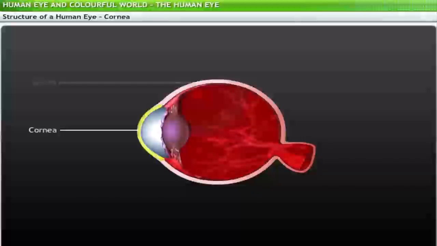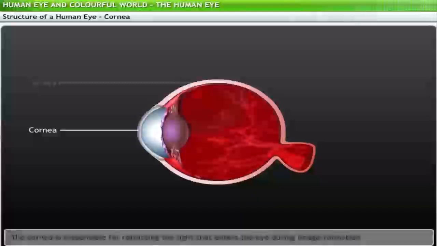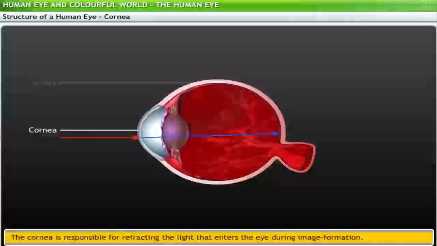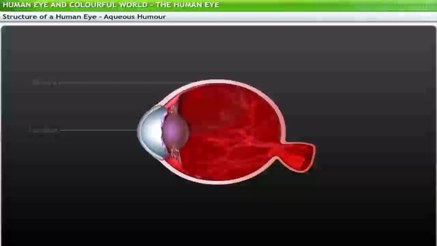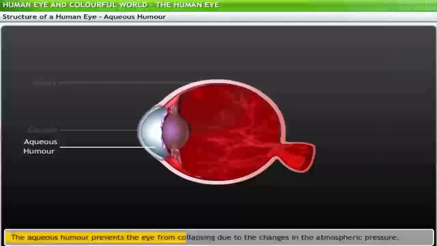The next part is the cornea, a tough membrane covering the front surface of the eye that is bulged out. The cornea refracts the light that enters the eye. Behind the cornea lies a jelly-like substance called the aqueous humor. It enables the eye to cope with the changes in the atmospheric pressure.